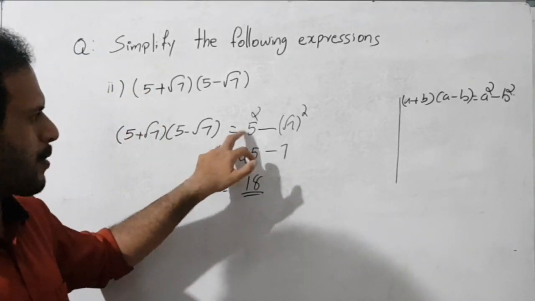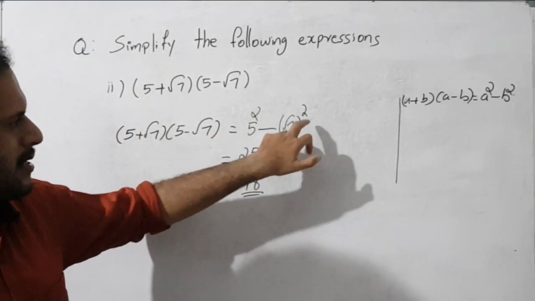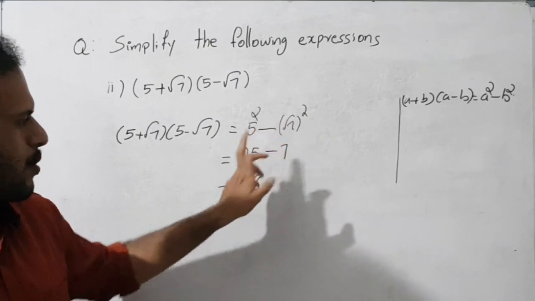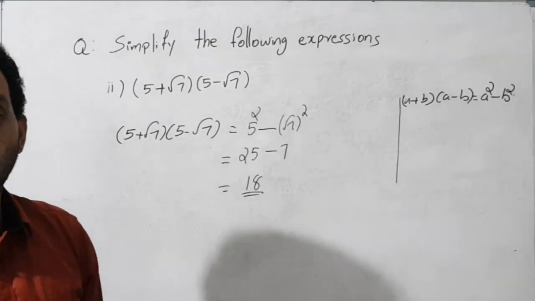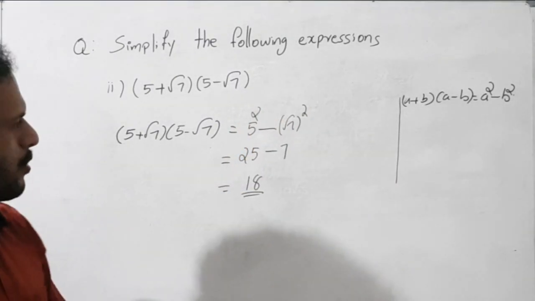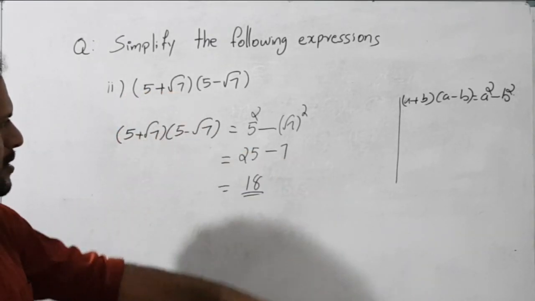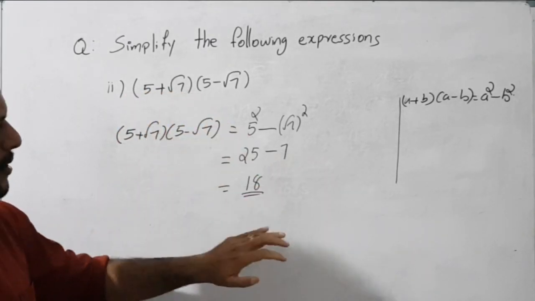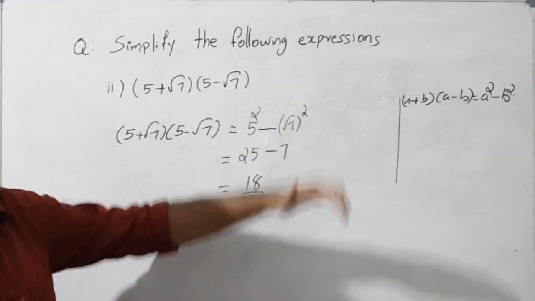Clear? 5 square is equal to 25. Root 7 square is equal to 7. So 25 minus 7 is equal to 18. So we got the answer: 5 plus root 7 into 5 minus root 7 is equal to 18.